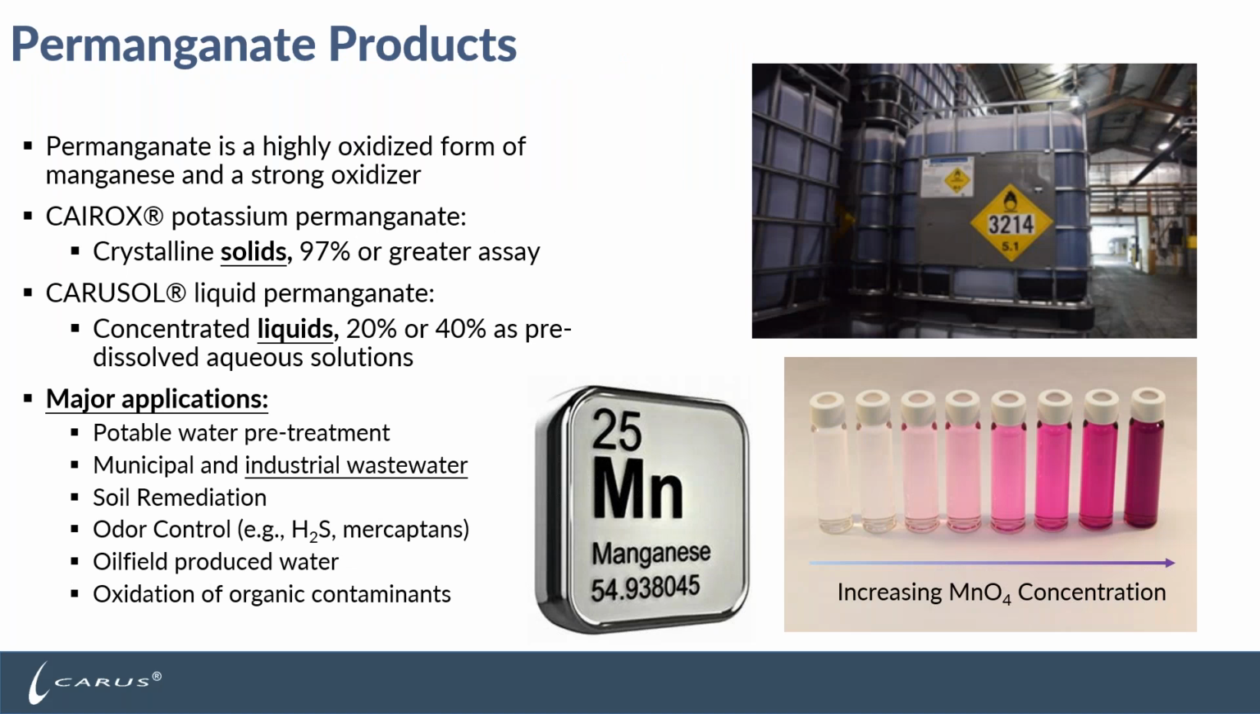So what is permanganate? In chemistry terms, permanganate is a highly oxidized form of manganese, which is a transition metal similar to iron. Products are available in different physical forms and compositions. We have crystalline powders, which are concentrated but have a lower water solubility, but they're also available as diluted aqueous solutions, 20 to 40%, which can be more convenient to receive and feed. Permanganate solutions will be light pink to dark purple in color, depending on the concentration of the solution, that we can see in the picture down here on the bottom right.